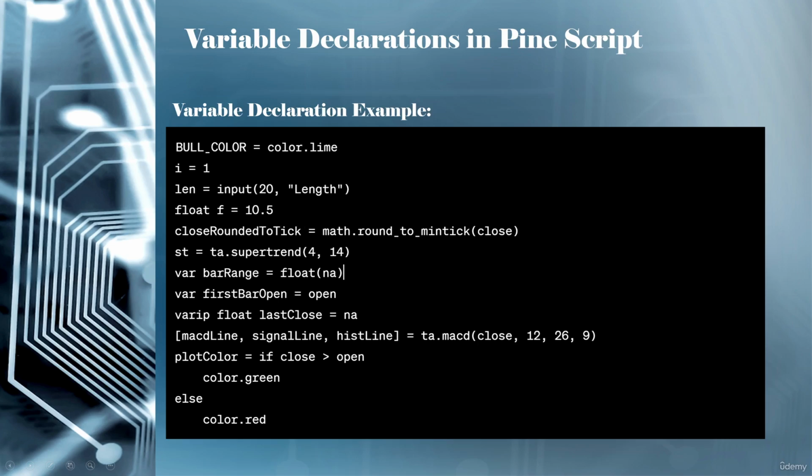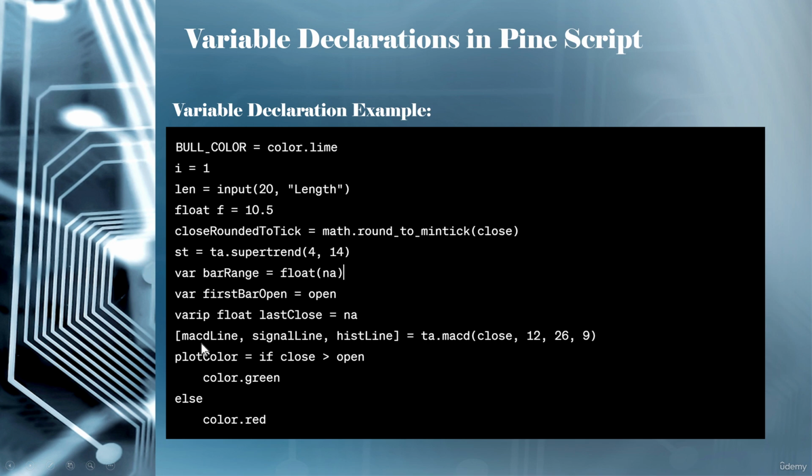Now, let's review an example of variable declarations. A variable could be declared with implicit type or explicit type. When you declare a variable with explicit type declaration, you specify the type. When you do not specify the type, the variable gets the type from the value that is assigned to the variable.